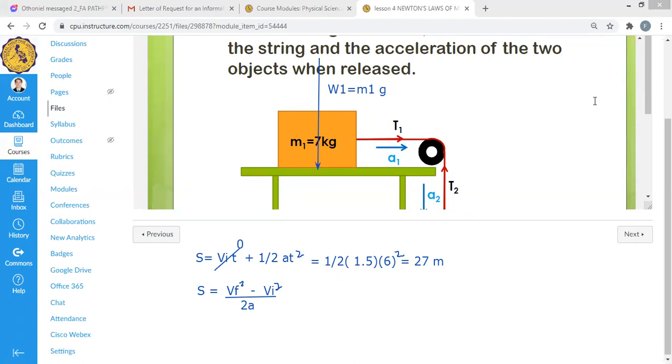Now, what is the question of the problem? What is the problem asking? We want to find the tensions on the strings, T1 and T2, and we also want to find the acceleration.